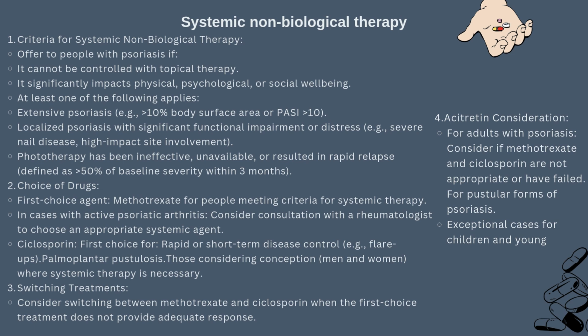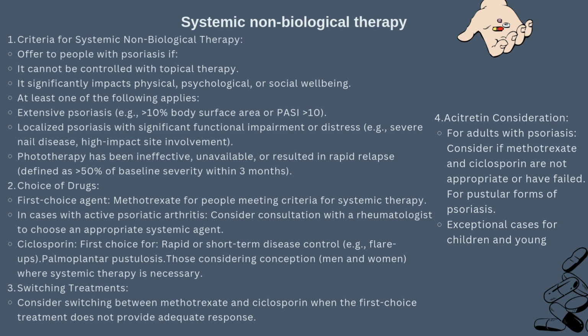In cases with active psoriatic arthritis, consider consultation with a rheumatologist to choose an appropriate systemic agent. Cyclosporin is the first choice for rapid or short-term disease control, e.g., flare-ups, palmoplantar pustulosis, and for those considering conception, men and women, where systemic therapy is necessary. Switching treatments: consider switching between methotrexate and cyclosporin when the first choice treatment does not provide adequate response.